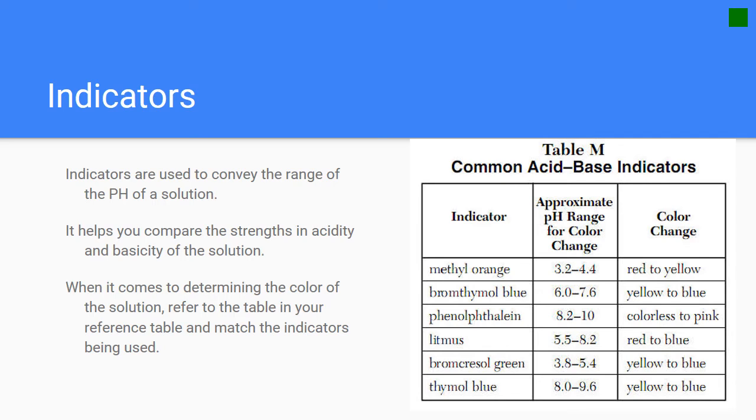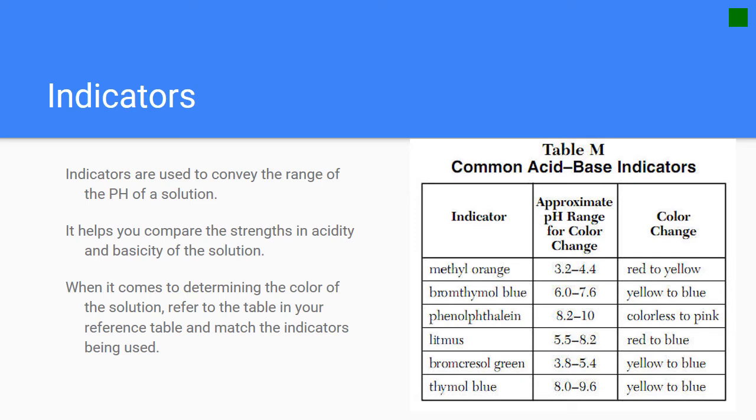So relating to titrations, we have to use indicators to figure out the approximate pH range for different bases and acids. Generally, this is common knowledge that you need when performing a titration, and they're actually given to you on Table M of your reference tables. So indicators are used to convey the range of the pH of the solution. It helps you compare the strength and acidity and basicity of the solution.